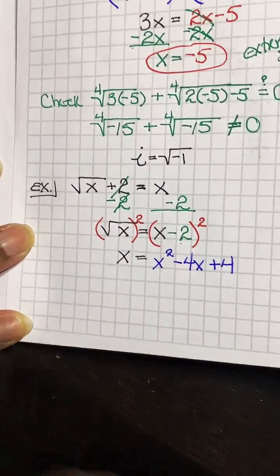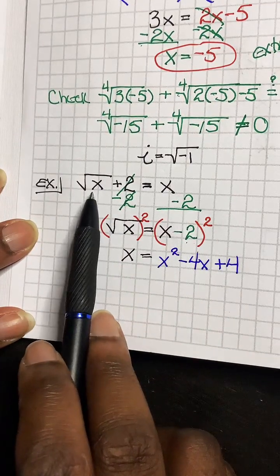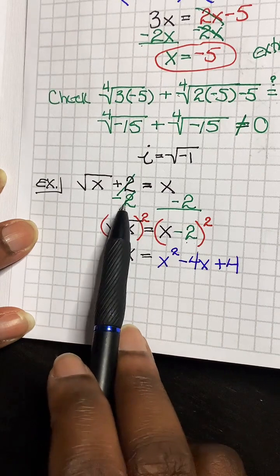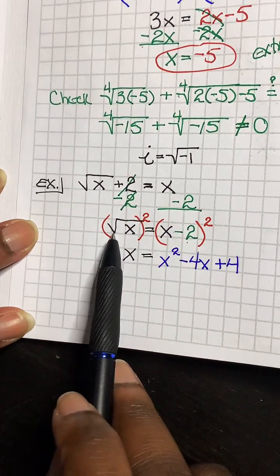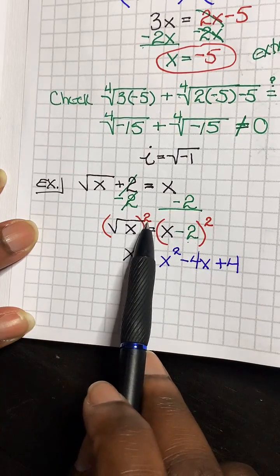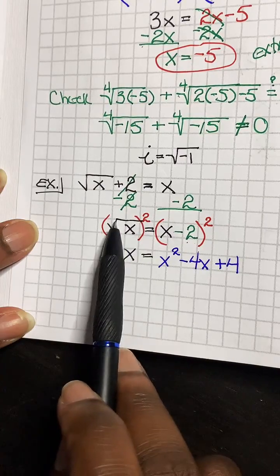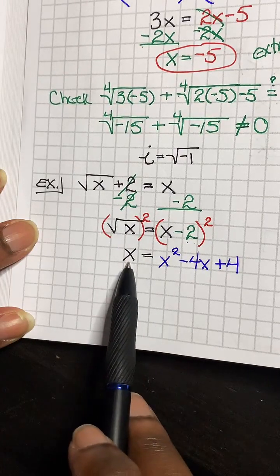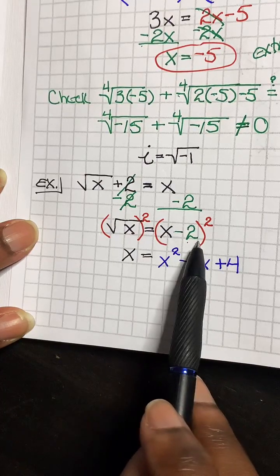Sure. So, if anything, we have our original. We want to isolate our square root of x, so we subtract the 2 on both sides. Then in order for me to get rid of the square root, I had to square it. Squares and square roots cancel out because they're inverses of each other, which gives me the x. But then here, we need to break down.